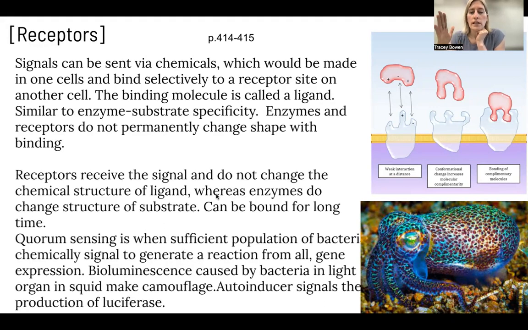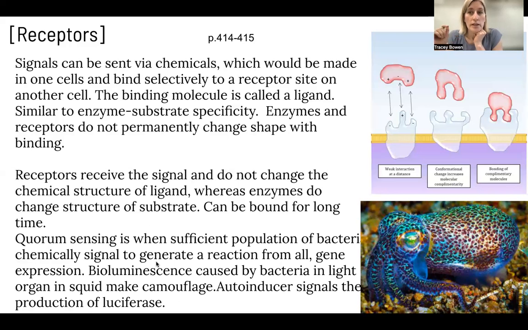And what's happening is that the sensor is going to send a signal to the cell while that ligand is bound. And when we have a sufficient population of bacteria, they can do something called quorum sensing, which is where they're all signaling similarly, and that's going to generate a chemical reaction. They send a chemical signal and it's going to generate a reaction from all, and that's going to change their gene expression. So bioluminescence in certain organisms can be caused by bacteria.